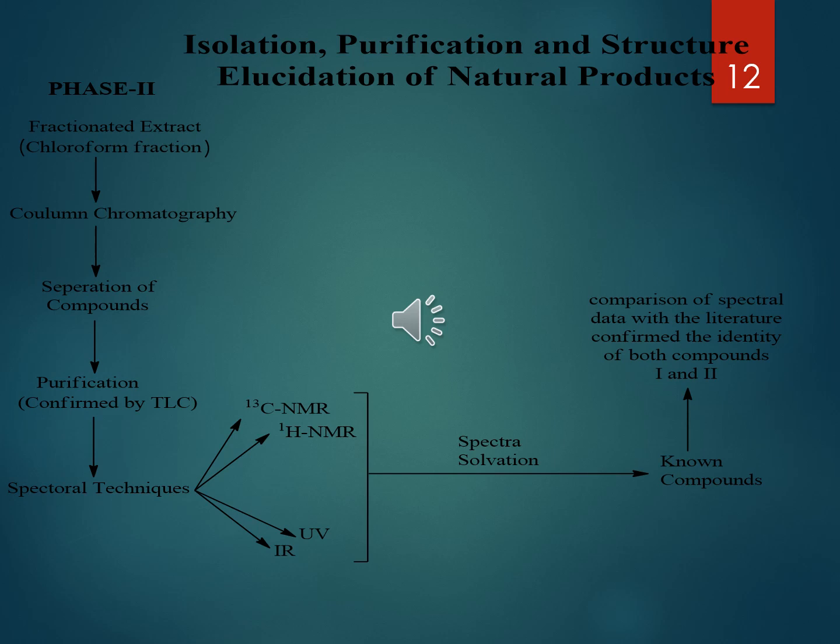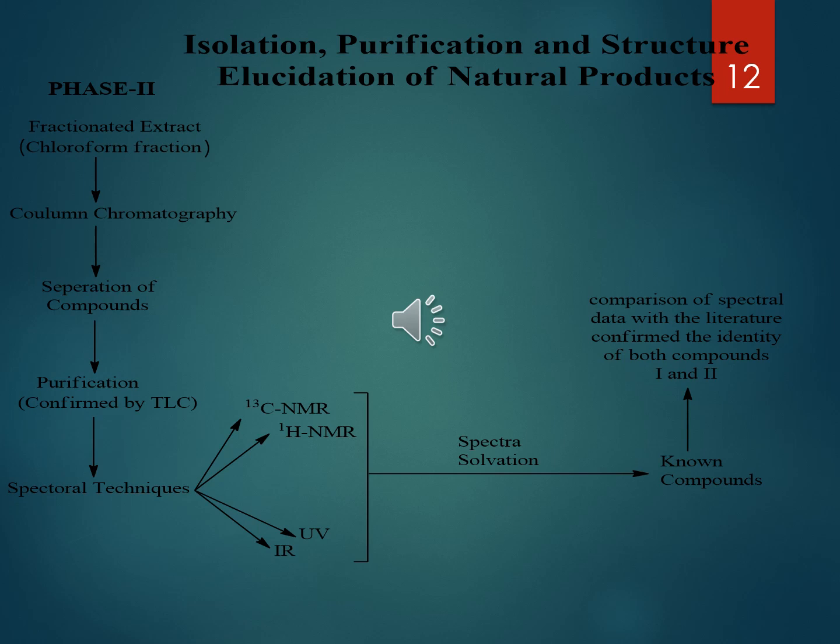Column chromatography is a technique which is carried out using a stationary phase and a mobile phase, and after the elution of the column we get different kinds of organic compounds separated on the basis of the polarity system. The separated compounds are then submitted for thin layer chromatography, which confirms their purity. TLC, or thin layer chromatography, is a technique which is used to confirm the purity of organic compounds.